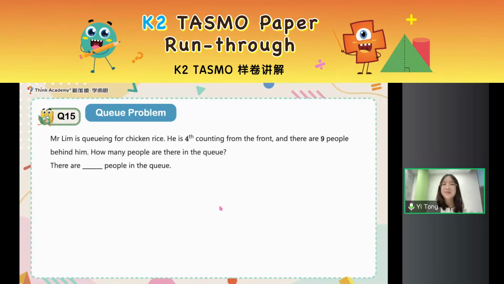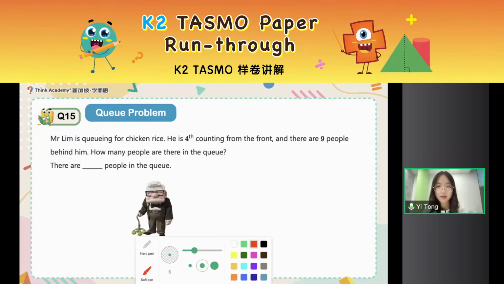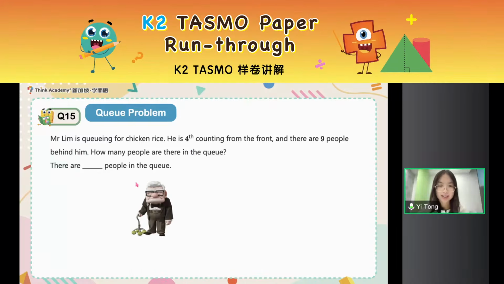Okay, so now Mr. Lim is queuing for some chicken rice. Oh, let's invite Mr. Lim. Mr. Lim onto the stage. Yes, here we go. Does he look a bit familiar? He's from the flying house. Yes, and he's waiting for some chicken rice. Oh, so I'm going to draw some chicken rice. So here is the chicken rice. Chicken? Where's my chicken? Oh, chicken. Here. Okay.